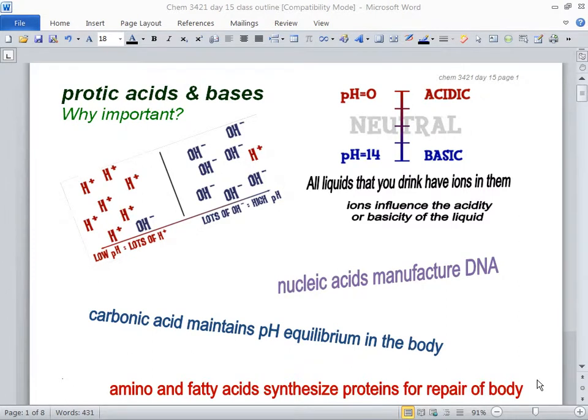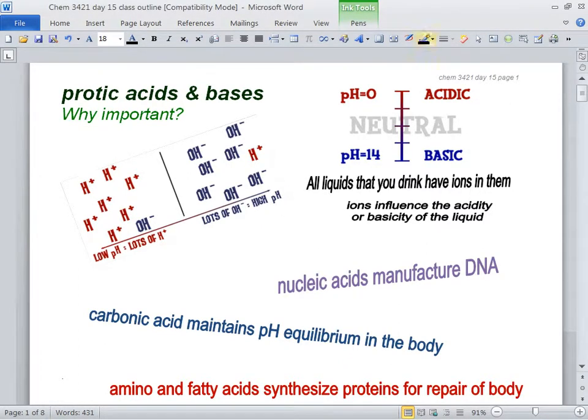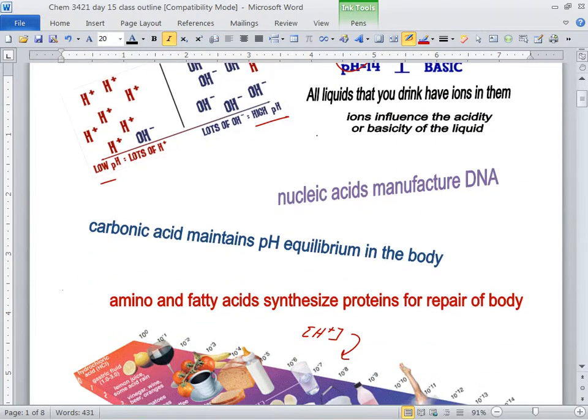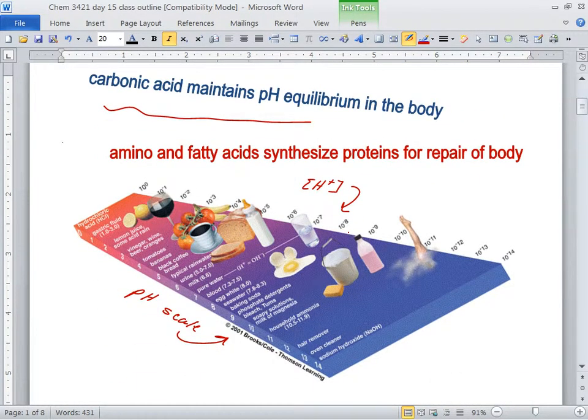Okay. Acids and bases. They are all over the place, right? Low pH means it's really acidic, a lot of hydrogen ions. High pH is really basic, a lot of hydroxides in solution. We have our pH scale, which goes from 0 to 14. You can't get away from acids. They're even in your body controlling the pH.